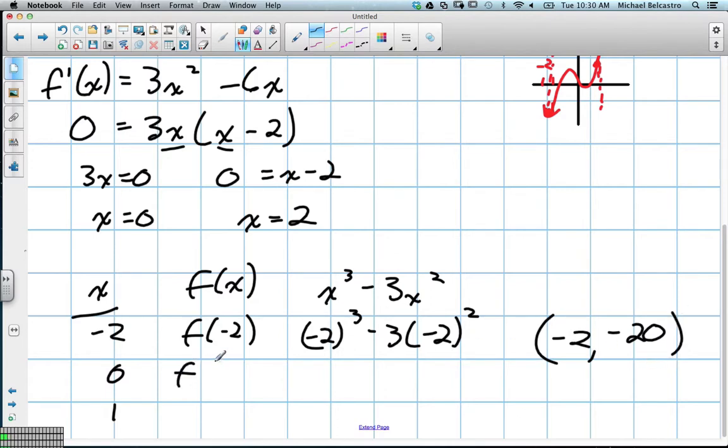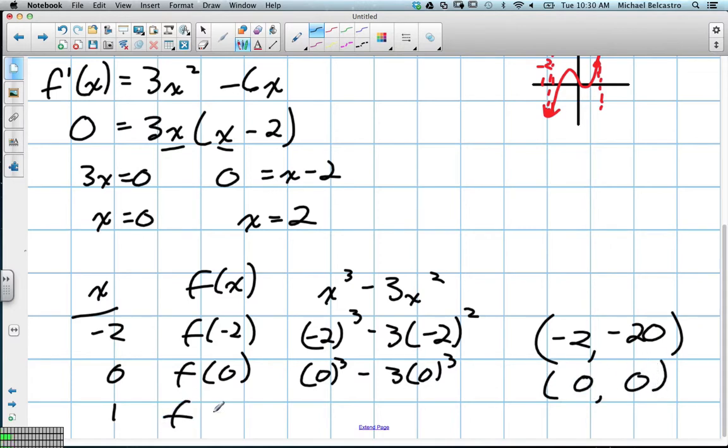Let's try another one. f of 0. This one will be a little easier. What are we going to get? Anyone know? 0. Excellent. So we have a value of 0 at 0, so it's going through the origin. And finally, f of 1, which gives us 1 cubed minus 3 times 1 squared, which gives us the value of -2. Is that right? I think that's right.